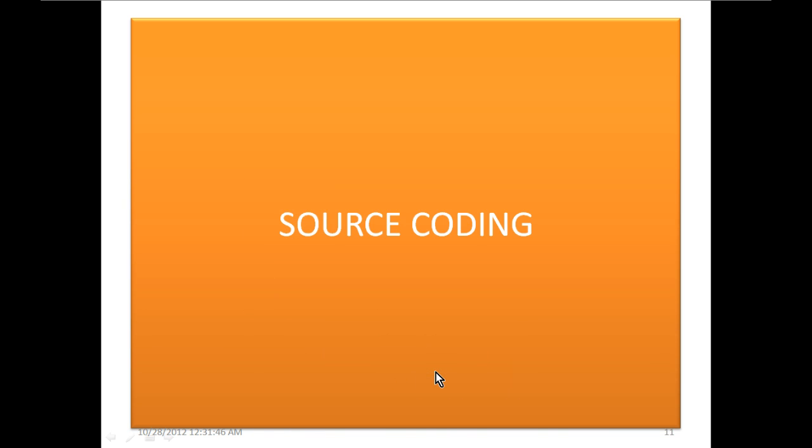In the last lecture we studied information coding theory. We are going to continue the source coding: what is source coding, how it is done, and what is the purpose of source coding.